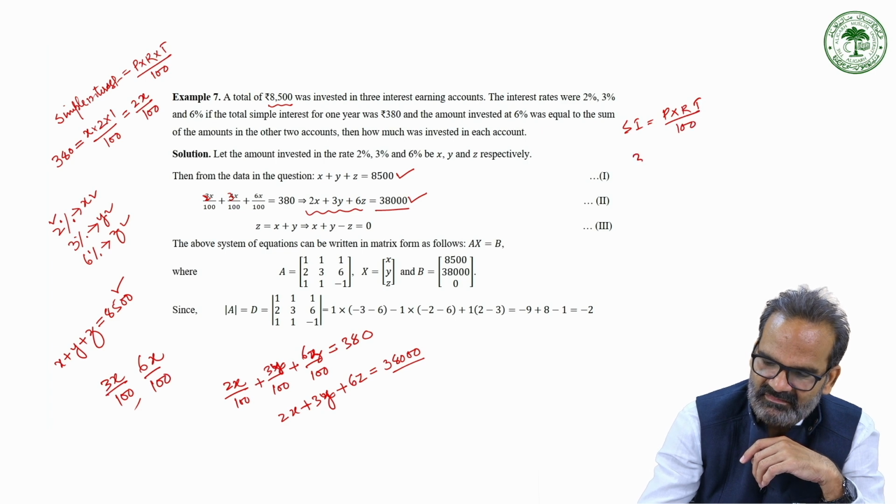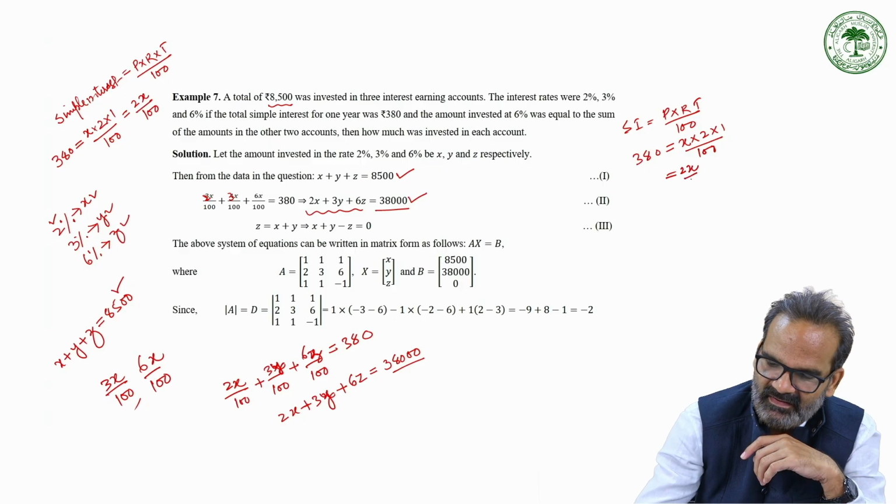For the first account, simple interest is 380. P is X, R is 2%, T is 1, so upon 100. What will you get? It is equal to 2x upon 100.